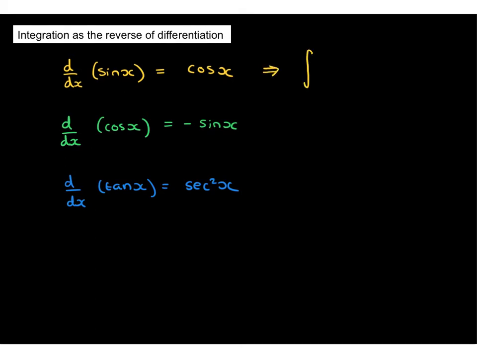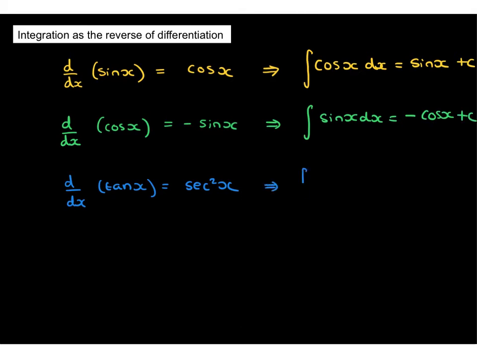because what this tells us is that the integral of cos x is sine x. The integral of sine x is negative cos x, and then the integral of sec squared x is tan x. We will later on learn how to actually integrate tan x as well.